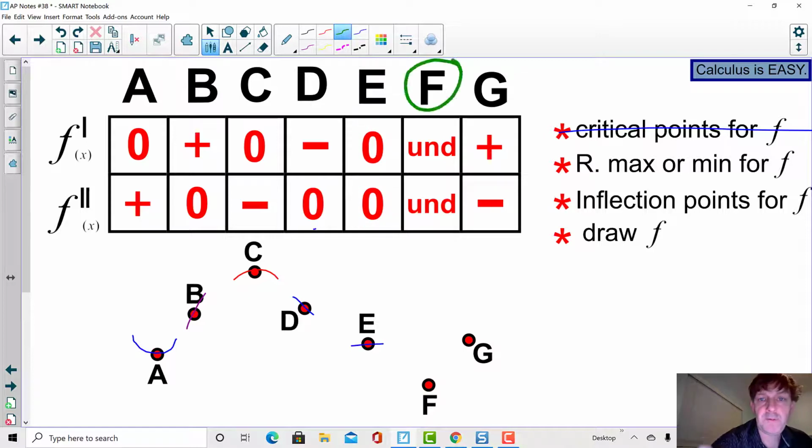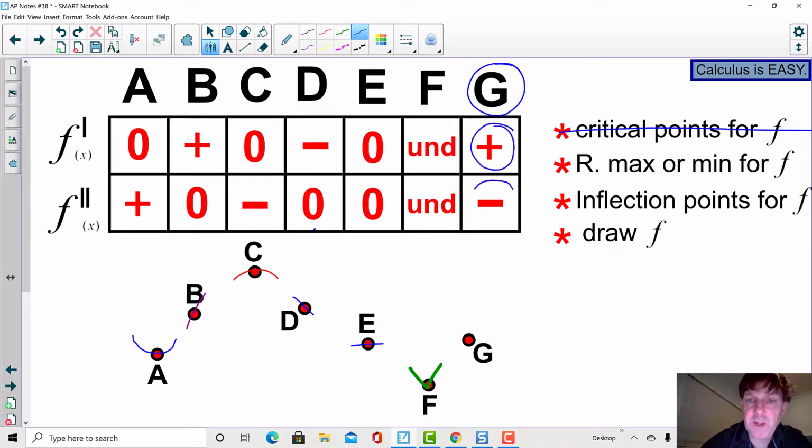Now at point F, our first derivative is undefined, and so is our second derivative. And there's a lot of ways to do that. You could have a sharp corner. You could have a hole in your graph. You could have an asymptote. And we don't have any additional information to tell us which one to choose, so I'm just going to put a sharp corner. Now at point G, we're going to be increasing and concave down.